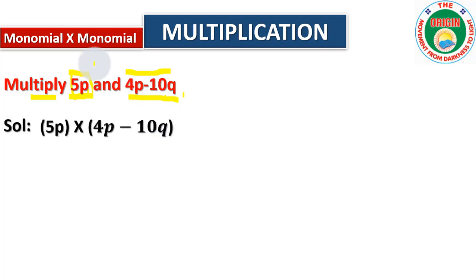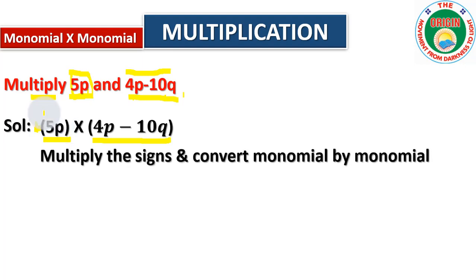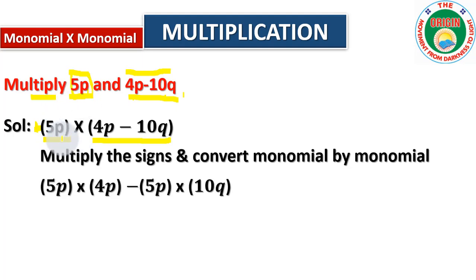First, in the solution, you should mention the terms in the brackets. You must write down this step. Plus 5p, there is no sign, which means plus 5p. Next, multiply the signs and convert monomial by monomial. First you need to convert into monomial by monomial. After that, you should multiply the signs. Now I converted this one into monomial by monomial.